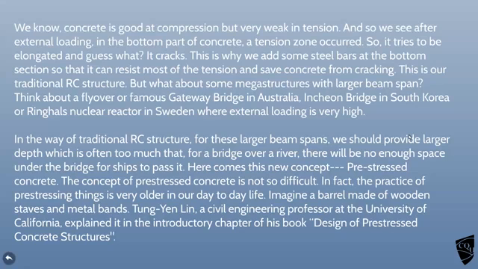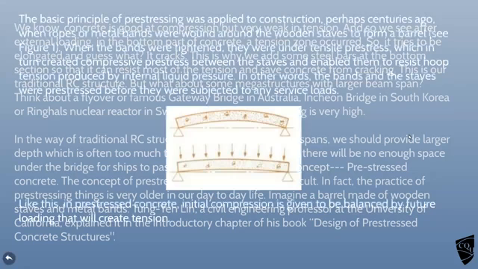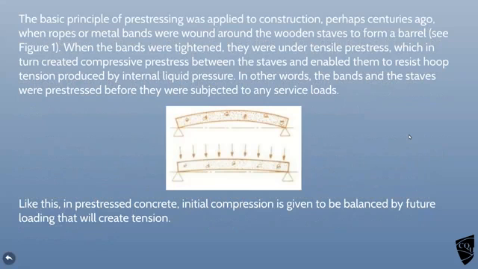It's been used for quite some time. They've done it with timber beams as well. So if you imagine a barrel made of wooden staves and metal bound, a beer or a whiskey or a wine barrel. There's a civil engineering professor here who explained it in the introduction chapter of his book. So the basic principle of pre-stressing applied to construction was undoubtedly being done years ago with ropes and things like that, and metal bands around the barrels.